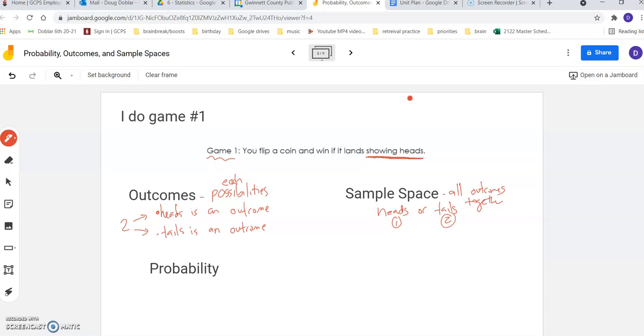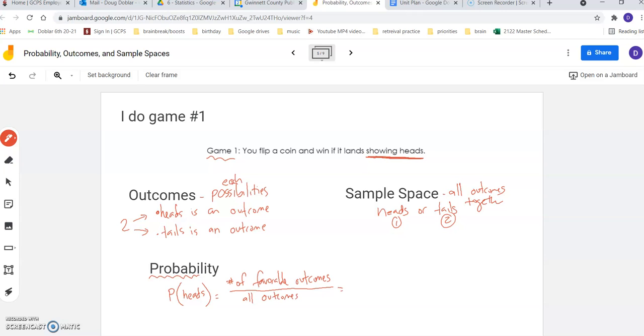Now let's talk probability. What's the probability that you win this game? We write it like this: the probability, we put a P, that you flip a heads. The probability of anything, we write like this. We determine how probable, how likely it is to happen, by saying the number of favorable outcomes, meaning the good outcomes or outcomes where you would win, out of all the possible outcomes.